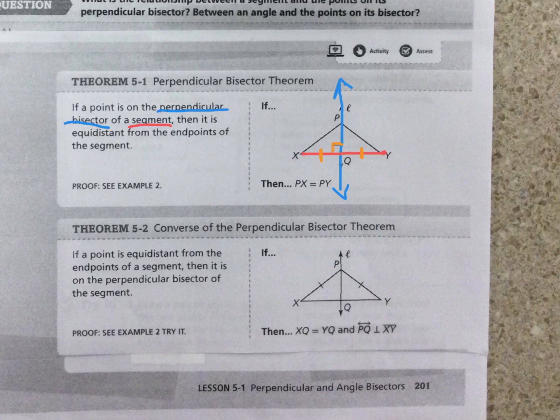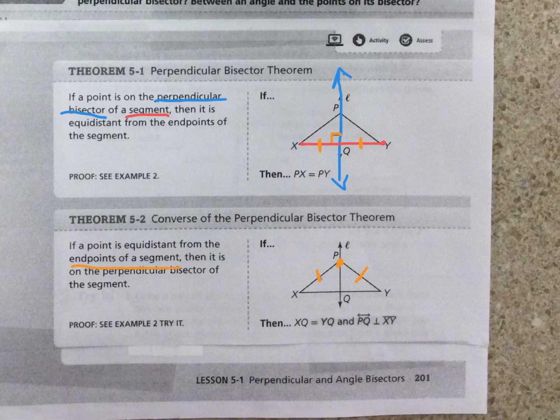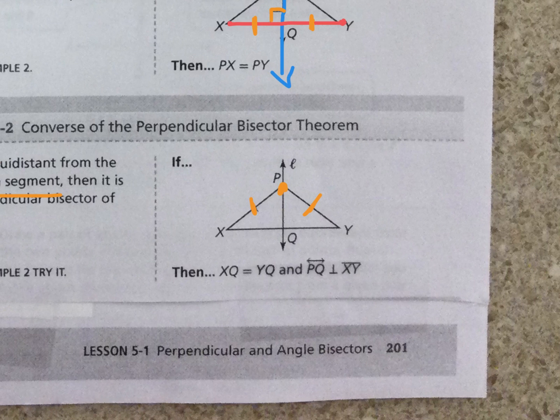The converse is: if this point P is equal distance from the endpoints of a segment, then it is on the perpendicular bisector. So what that means is, I could extend this perpendicular bisector forever and ever, and any point on it is equal distance from X to Y. It could even be this close. It is equal distance. Okay?